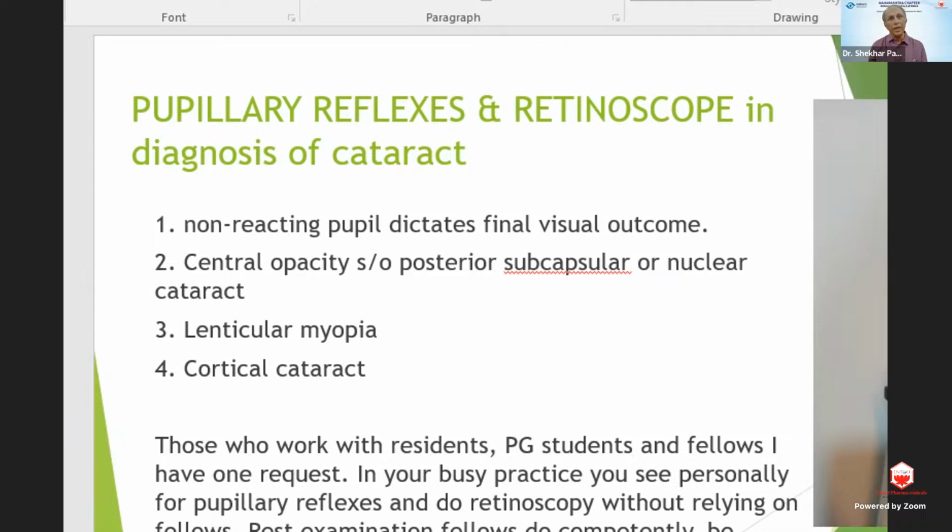To those who work with the residents, PG students and fellows, I have one request, one suggestion. In your busy practice, personally check the pupillary reflex and retinoscopy yourself without relying on juniors. The rest of the workup of the patient, the juniors can do competently. Next slide, please.